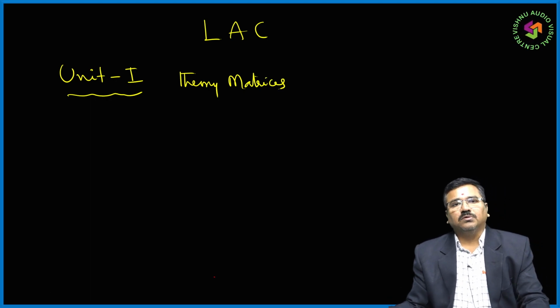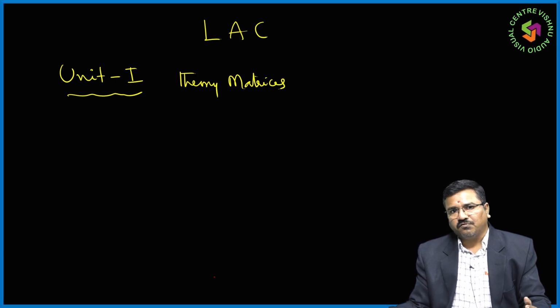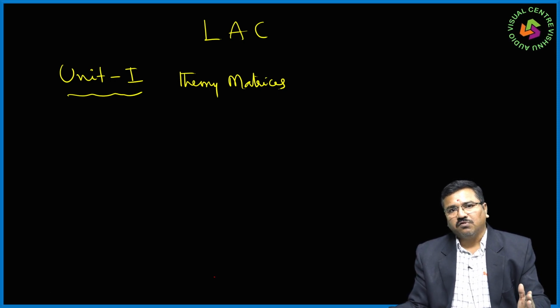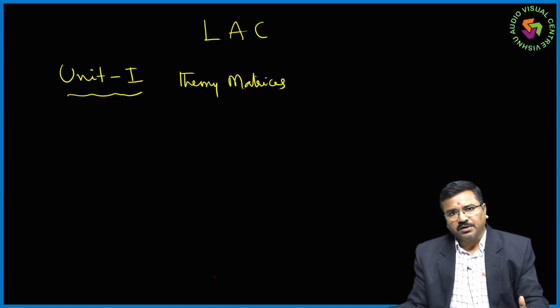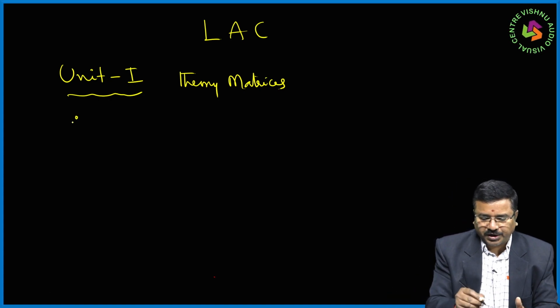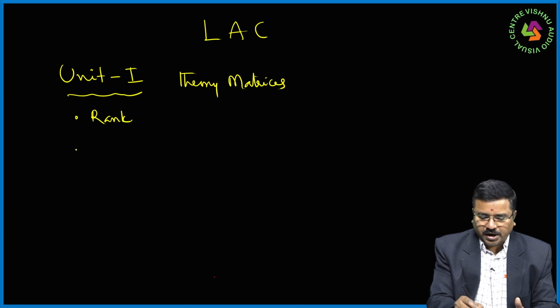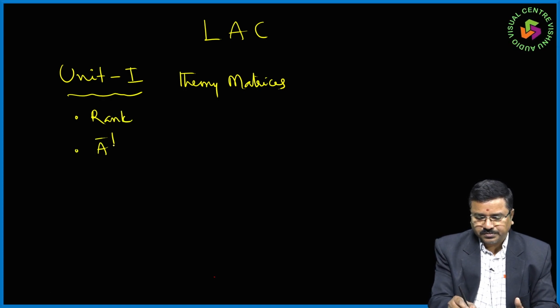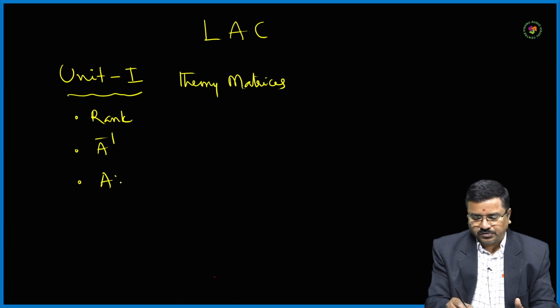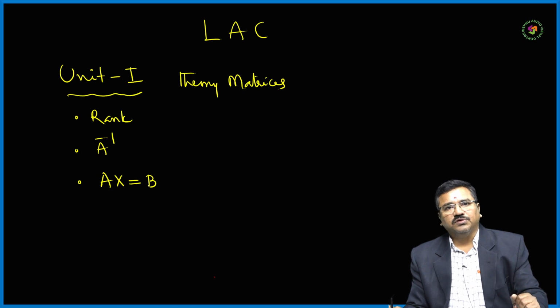Mainly we have 3 major concepts in this one. The first is finding the rank, the second is finding the inverse of a non-singular square matrix, and the third is solving a system of equations. So we have 3 types of problems: rank, finding A inverse, and solving Ax equal to 0. Majorly we have these 3 topics in unit 1.